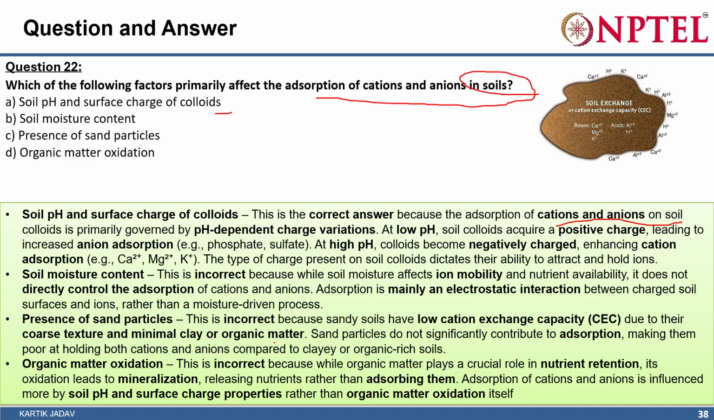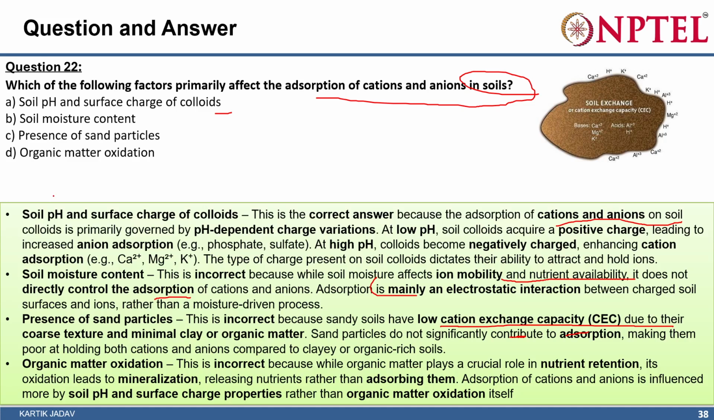while the other options are incorrect. Soil moisture affects ion mobility and nutrient availability, but it does not directly control the adsorption of cations and anions. Adsorption is mainly an electrostatic interaction between charged soil surfaces and ions. Also, the presence of sand particles. We know that sandy soils have a lower cation exchange capacity due to their coarse texture, meaning higher specific surface area, and because they have minimal clay and organic matter, it is not directly affecting adsorption.